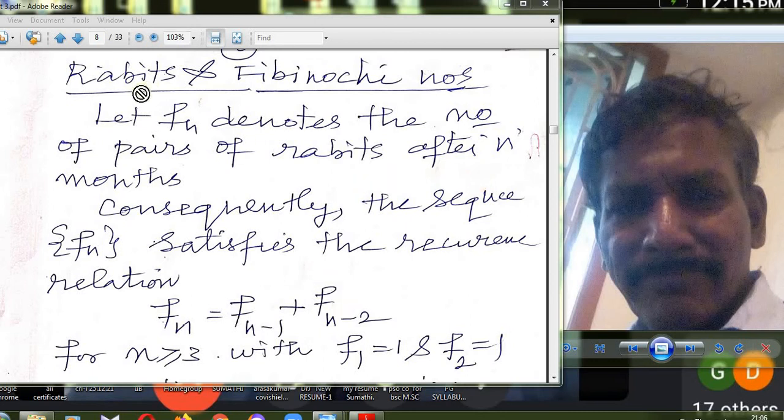Okay, now we'll discuss the rabbit and the Fibonacci numbers in the recurrence theory. Now suppose that Fn denotes the number of pairs of rabbits after n months in a hole. Okay, there is a hole in which there are a lot of pairs of rabbits, and Fn denotes the number of pairs of rabbits after n months. Consequently, the sequence Fn satisfies the recurrence relation.